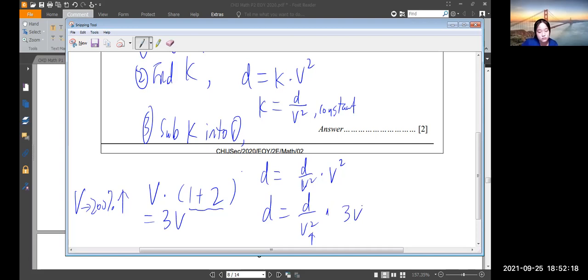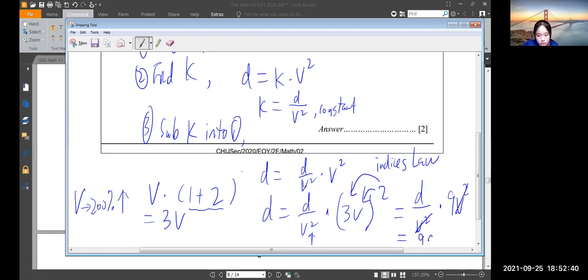So now V becomes 3V, so you square it, then continue. In this case, you don't have to assume anything. So 9V squared. You know why 9V, right? The 2 goes into the 3, the 2 goes into the V. Inverse law. We talked about it just now, right? So once you have this, basically you get 9D in the end.